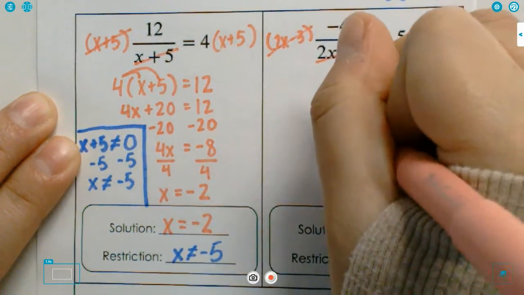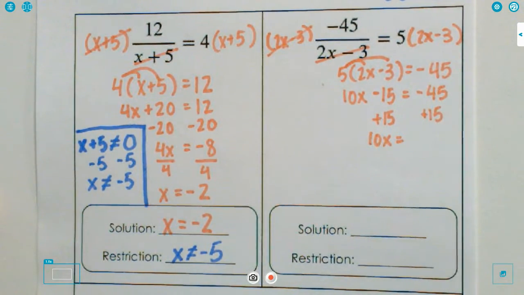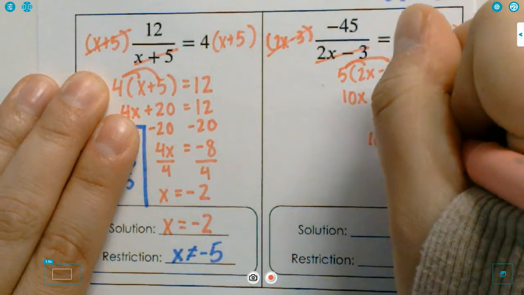10x equals negative 45 plus 15. So if I owe you $45, I'm able to pay you 15 back today. I still owe you 30. So that puts us at negative 30.